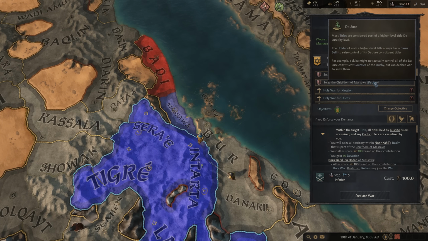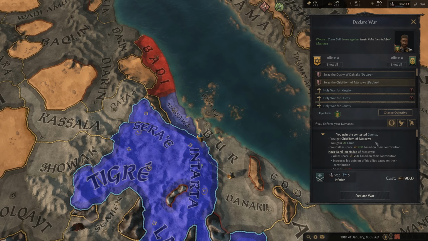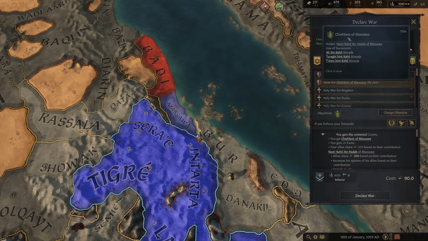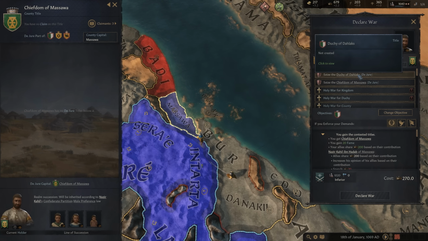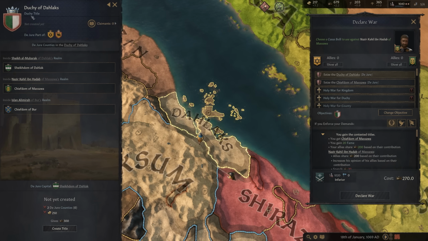Now, take a look at this one. This is, again, the de jure claim to these lands. This is the chiefdom of Masawa, the chiefdom being a county title, or the duchy, which, you guessed it, is a ducal title. So looking at the chiefdom here, you gain the contested county.